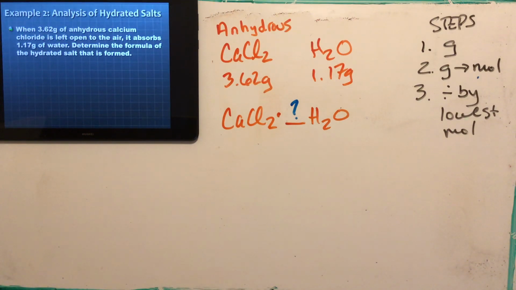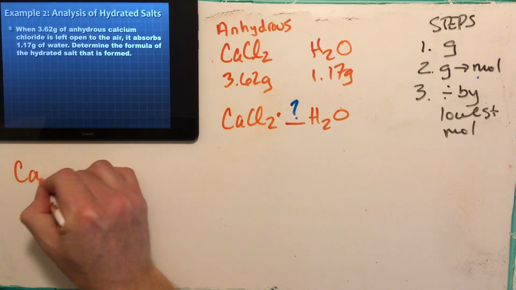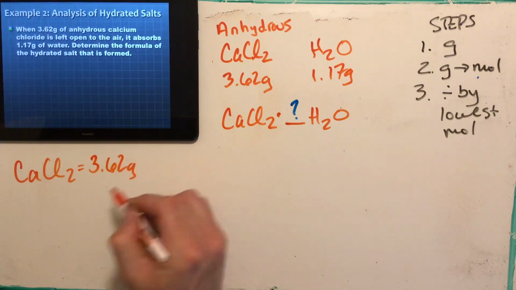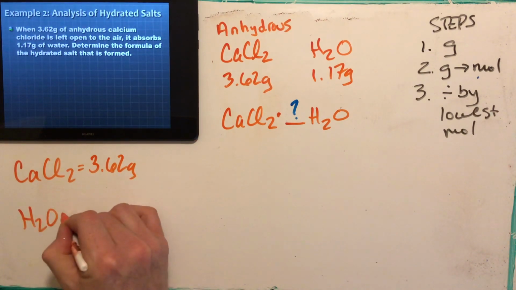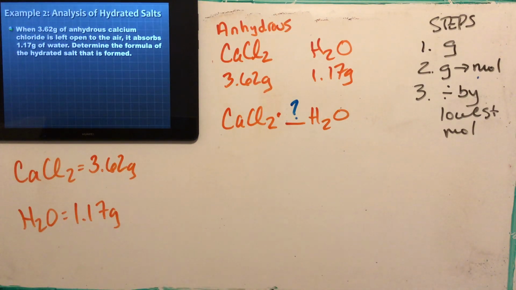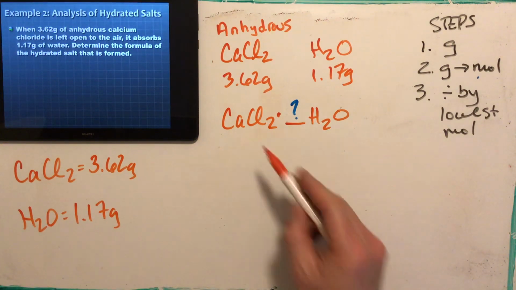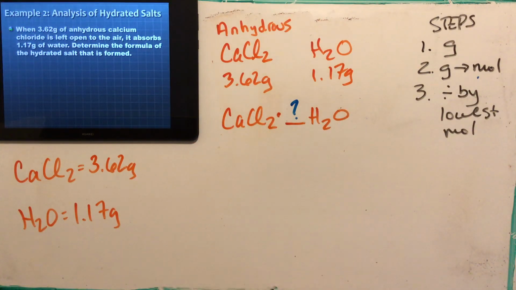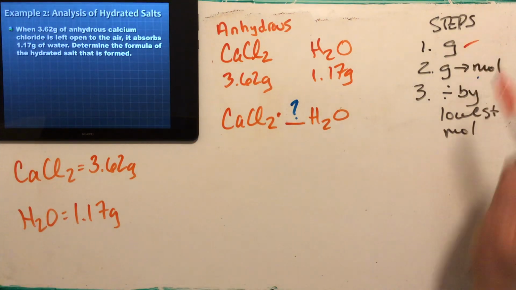Now in the last question, they gave me the mass of this, but I have the 2 things I need already. My salt is 3.62 grams. My water that was absorbed is 1.17 grams. So we didn't have to do that little first calculation to find something. They gave me the anhydrous form of the salt, which is this. They gave me the water, which is that, and we're good to go. We got the grams already.